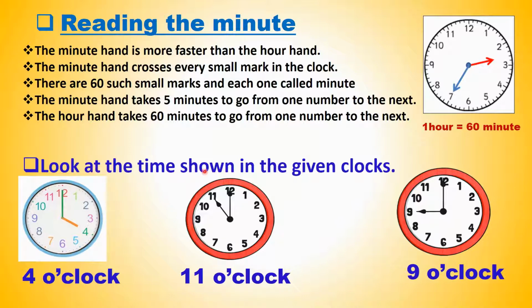Look at the time shown in the given clocks. See first figure. When the minute hand is at 12 and the hour hand is at 4, it is 4 o'clock. Now see second figure. When the minute hand is at 12, the hour hand is at 11, it is 11 o'clock. Now see third figure. When the minute hand is at 12 and the hour hand is at 9, it is 9 o'clock.